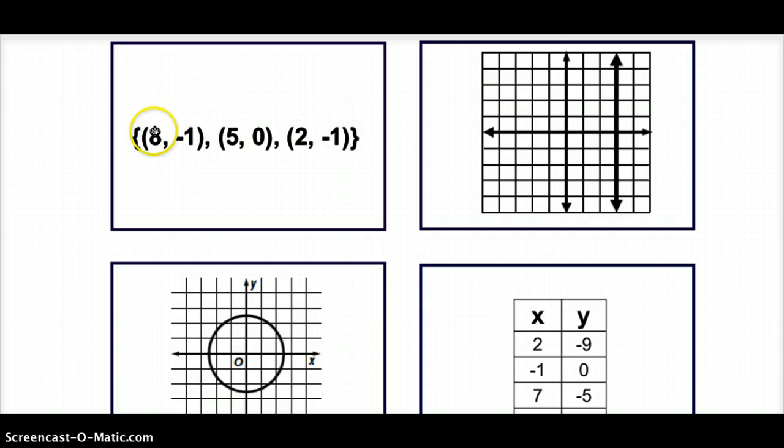There's no repeat. So in other words, 8 doesn't go with something other than -1. It only goes with -1. It doesn't have a second thing that 8 goes with. Same with 5 and same with 2. So even though 8 and 2 both go to the same number, each of those only goes to one y value, so that would be a function.